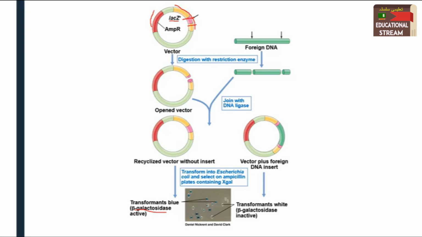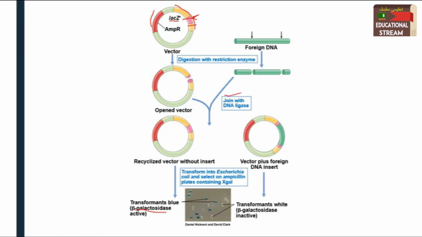So what is the purpose of this gene? We will discuss on this slide that we have a foreign gene and we want to introduce it into the vector. We digest the vector and gene with the same enzyme. As you can see with this arrow, we make a cut in this cloning site so that it becomes single stranded. It becomes open, and then we cut the foreign DNA with the same enzyme and join it with the help of DNA ligase.